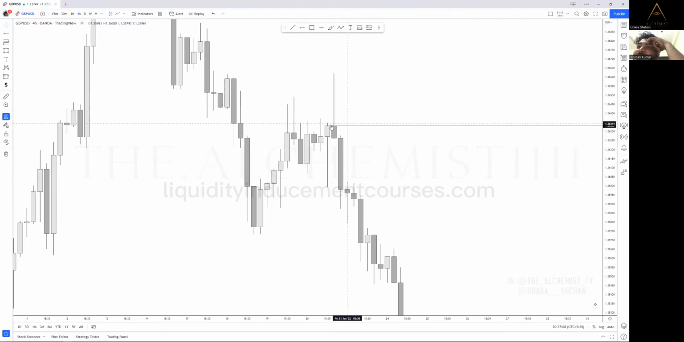Remember the 50% of the wick? Forget that. We're not going to use the 50% anymore. Completely take it out of your trading model.